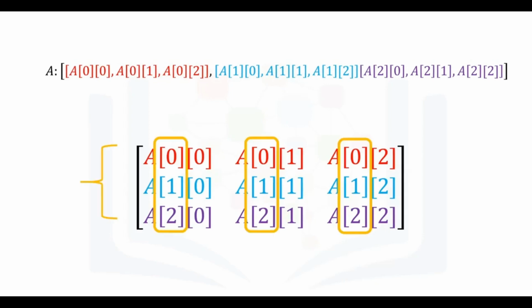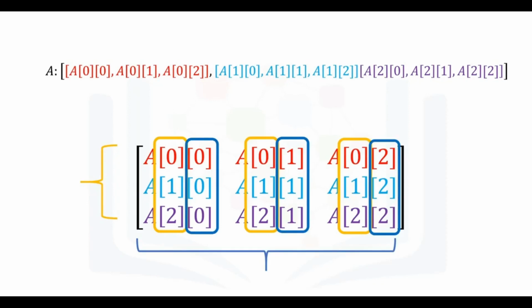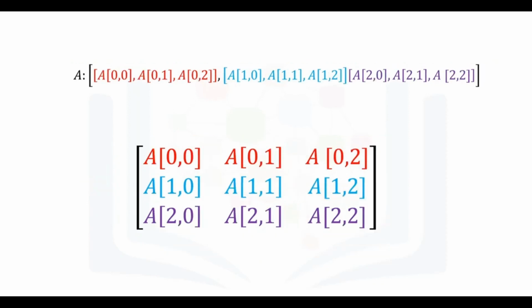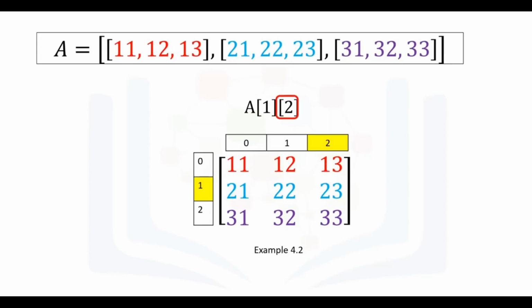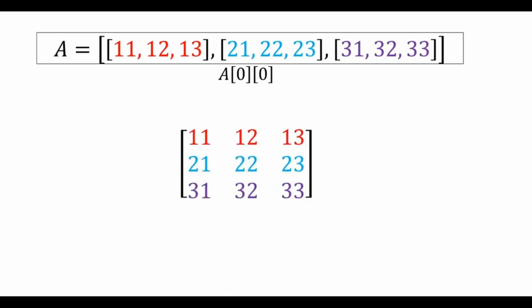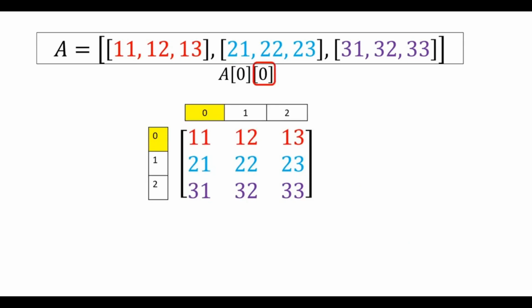Using the rectangular representation, the first index corresponds to the row index. The second index corresponds to the column index. We can also use a single bracket to access the elements as follows. Consider the following syntax. This index corresponds to the second row, and this index the third column. The value is 23. Consider this example. This index corresponds to the first row, and the second index corresponds to the first column, and a value of 11.